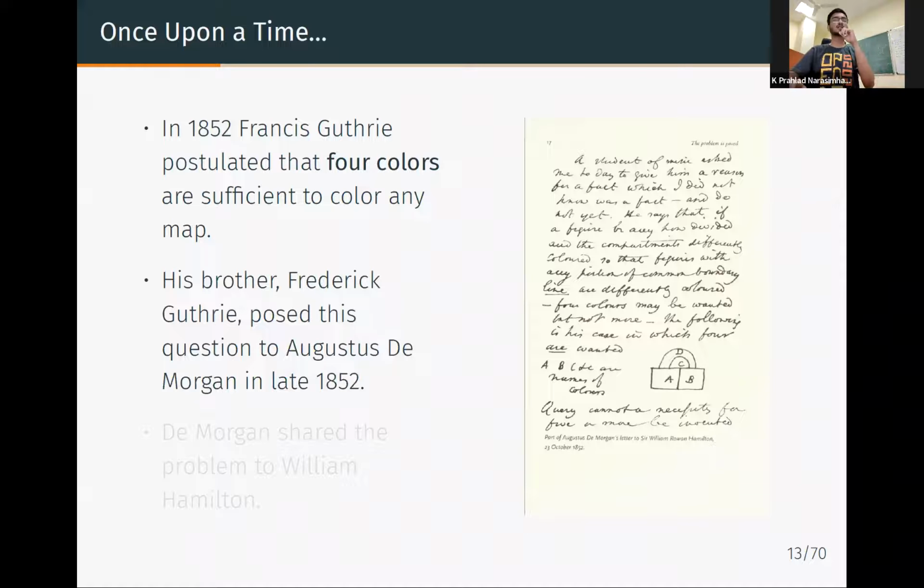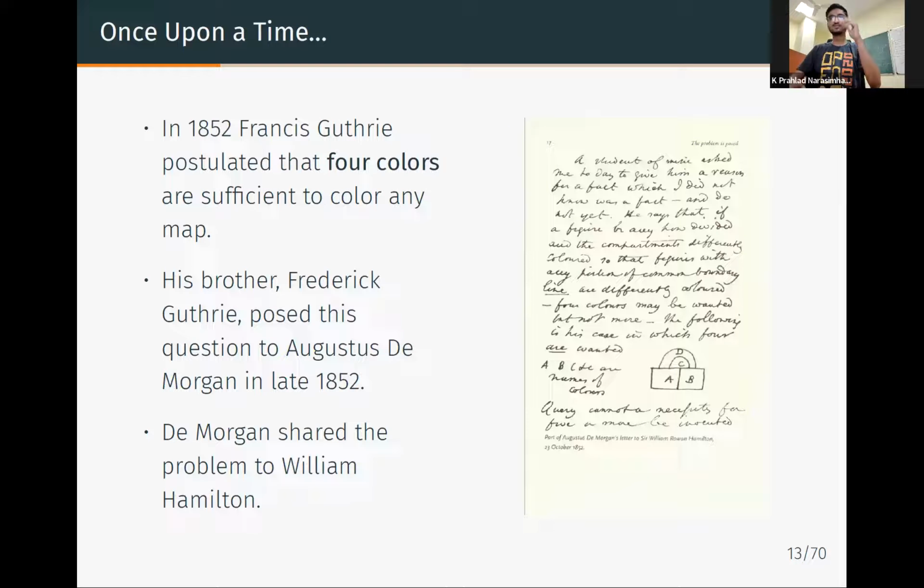His brother, however, Frederick, posed this question to Augustus De Morgan. So De Morgan is a huge figure in logic and math. You might have heard of De Morgan's laws, and also you might have heard that he was the one who formalized mathematical induction. If you haven't heard these terms, it's okay. We will actually use mathematical induction later. So it's just a homage to him, I guess. So De Morgan couldn't solve it, and he shared this problem with William Hamilton.